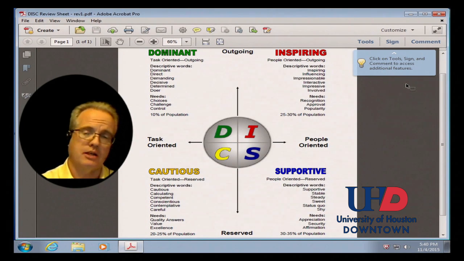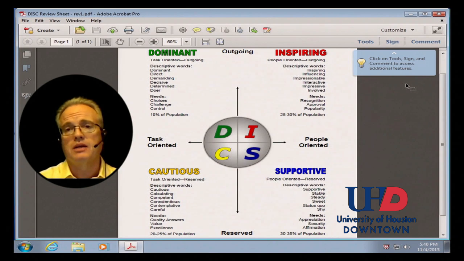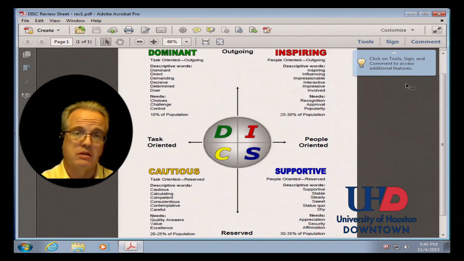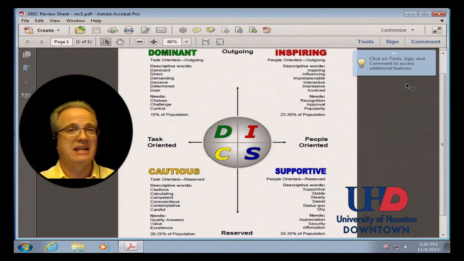Then you put the quadrants together and you get the 4 quadrants of behavior. The combination of outgoing and task-oriented gives you the dominant trait, and there are some descriptive words on the chart there. So the behaviors you'll tend to see with a person who has a lot of that drive would be dominant-type behaviors, meaning taking charge, direct, demanding, decisive, quick to take action, that kind of thing.